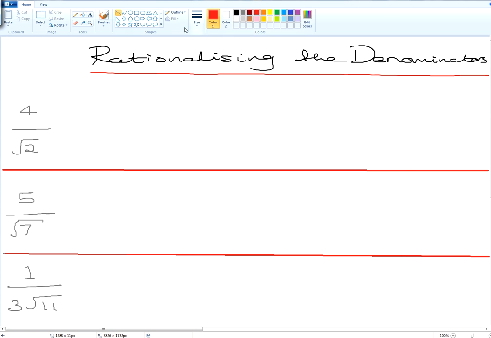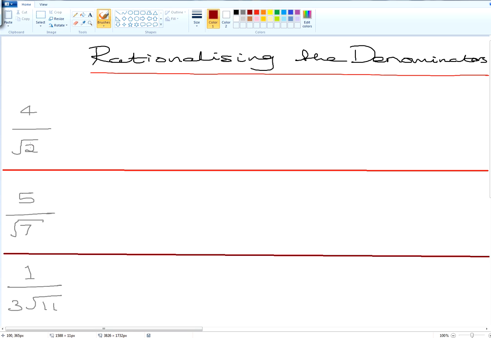Right. When you rationalize the denominator, to rationalize the denominator means to turn the denominator, which is currently in a square root format, in a surd format, into a whole number. Now let's have a look at how we do that. To rationalize any square root, so we have a square root. How do we turn a square root into a whole number? We multiply it by itself.